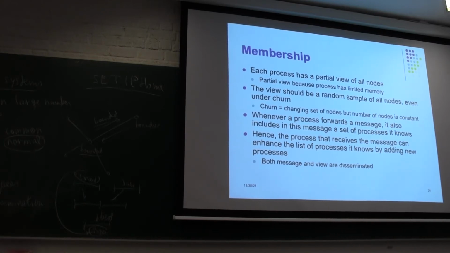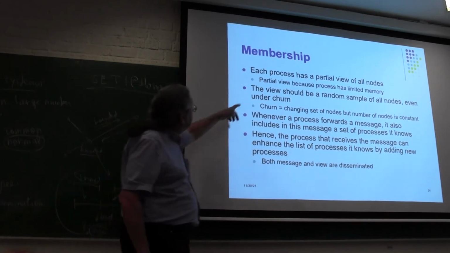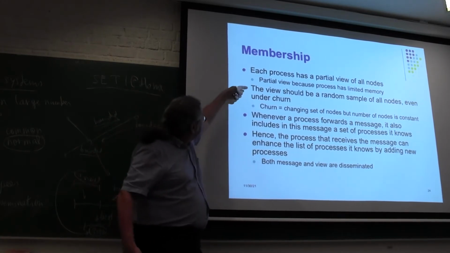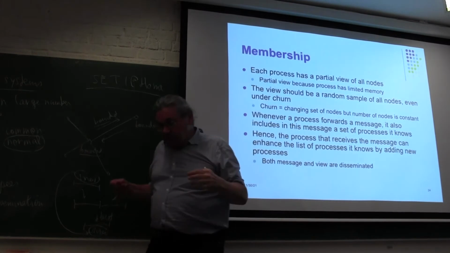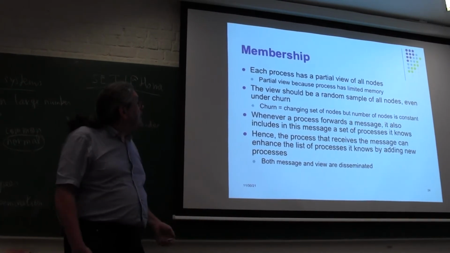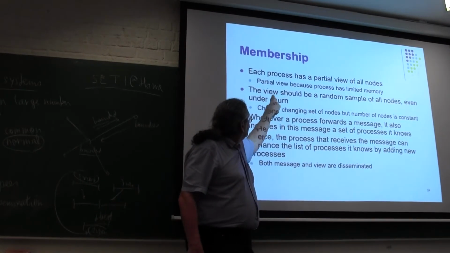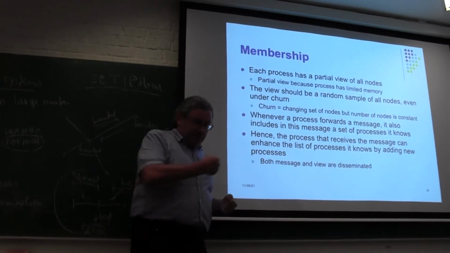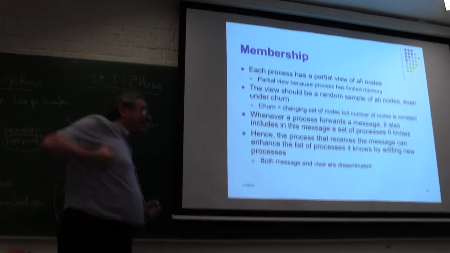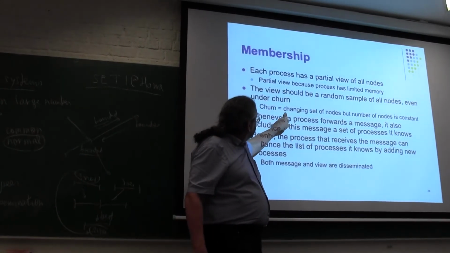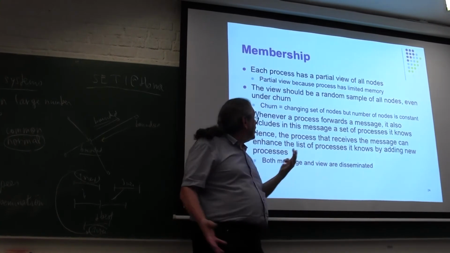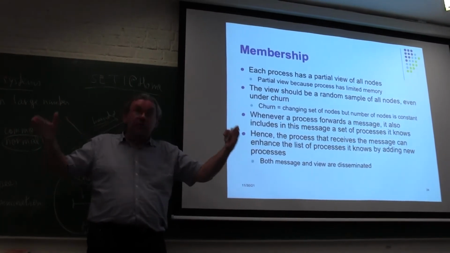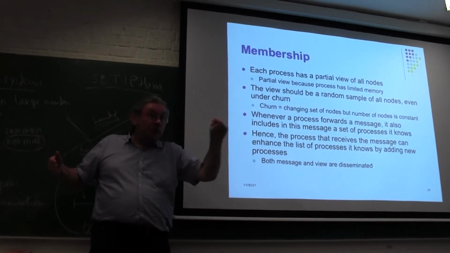So let me see. Maybe I'm not going to say. Let's see. Is anything interesting? Every process will only see some of the other nodes. Okay. And if you really want it to work, it has to be a random sample. That means it has to be as if I've picked them randomly, even when you have churn. So churn is an important concept, which I define here. Churn, it's like making butter. You're mixing. So the churn means that the set of nodes is changing, but the size of the set is constant. That means you have a churn when you have 1,000,000 nodes, but the identities of the nodes are changing.